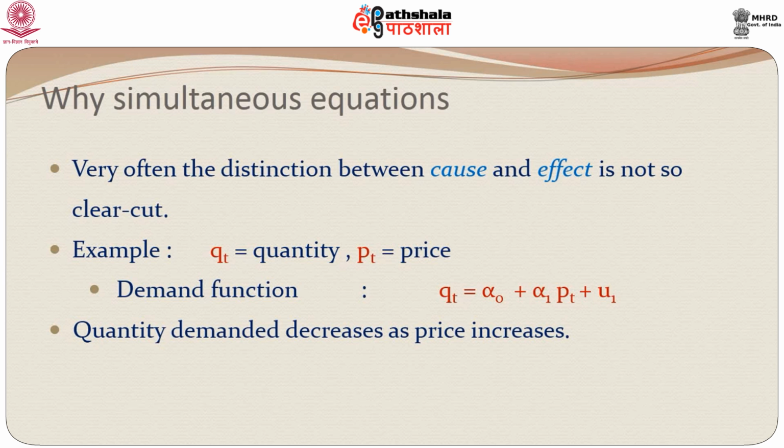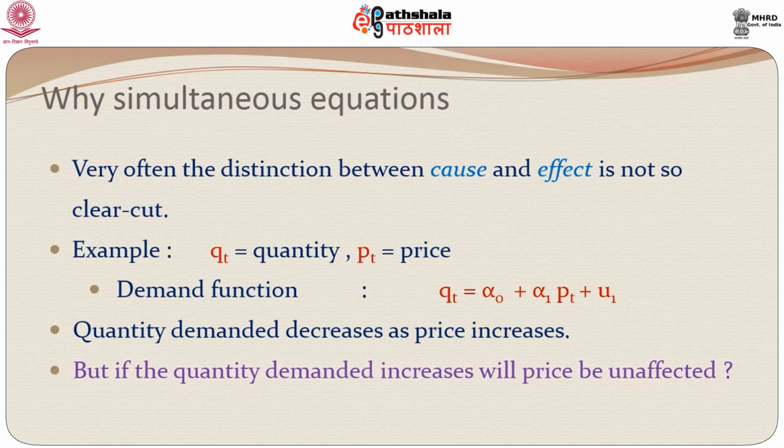However, what we are looking at here is that we say that the quantity demanded would be decreasing as price increases in most cases. There are exceptions of course, but that will be given by the sign of alpha 1. But very often what the economists would tell you is that if the quantity demanded increases, then what will happen to the price? Will it remain unaffected? Definitely not. Obviously, if quantity demanded increases, then the shopkeeper would be induced to increase his price because he sees that there is more demand for his commodity and hence he can be increasing his price. So, we cannot say that quantity demanded does not affect price.